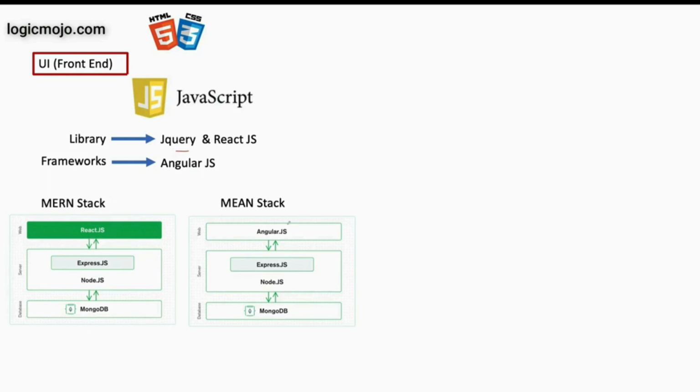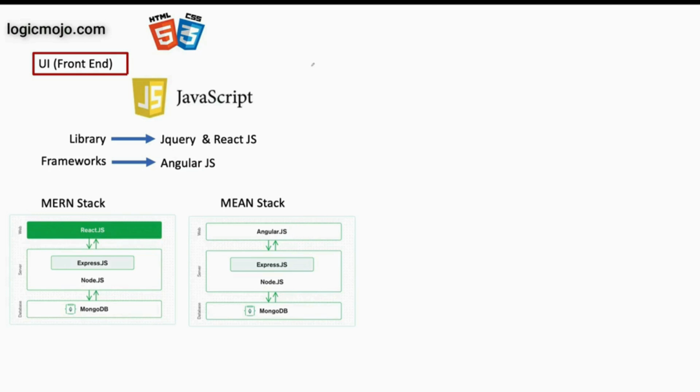In the MEAN stack, we use AngularJS for the front end, followed by Node.js as the back end, and then MongoDB for the database management. Similarly, if you change AngularJS to React.js, this will become the MERN stack. So these are the two kinds of profiles for full stack development. The only change is the UI framework. In the MEAN stack, we are using the AngularJS framework, and in the MERN stack, we are using the React.js library of JavaScript.